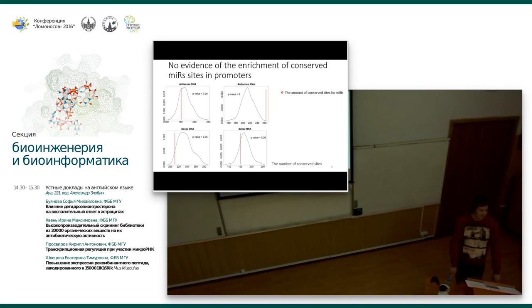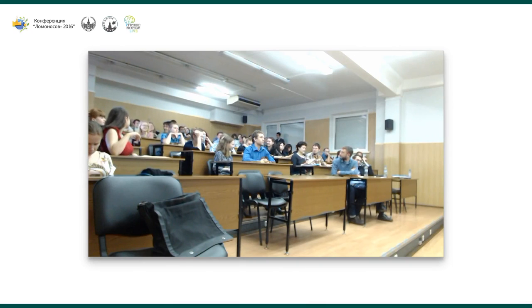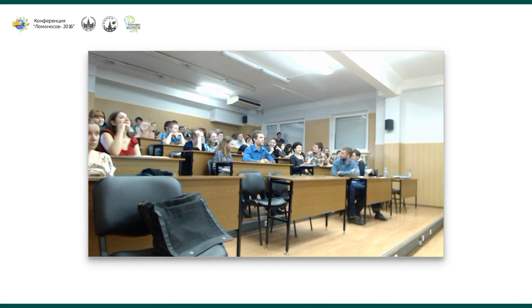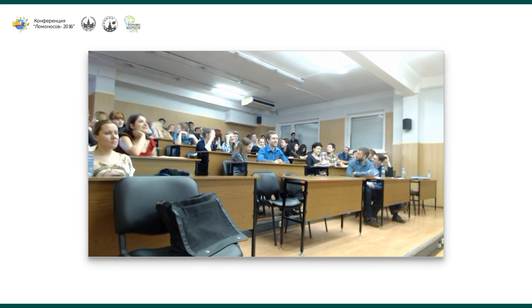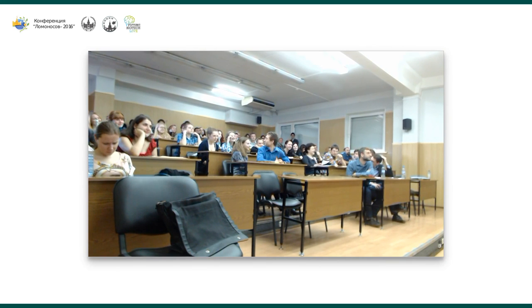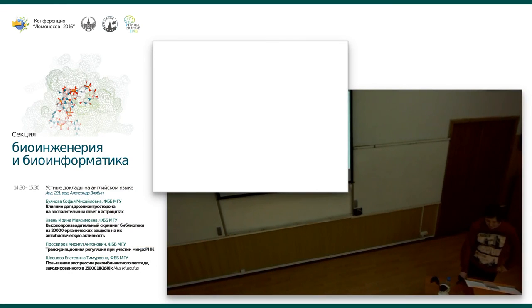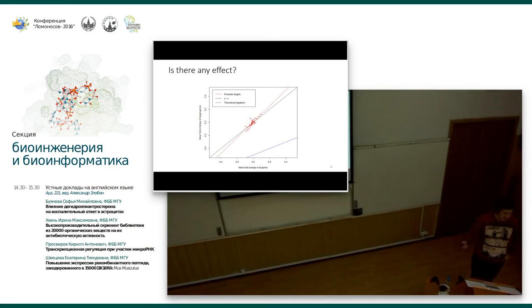And we have a question from Denise. Please, your question. What does the blue line mean? Blue is theoretical regulation. So if there is an effect, it should look like this. That's all. Thank you for your question. It is some kind of predicted regulation.